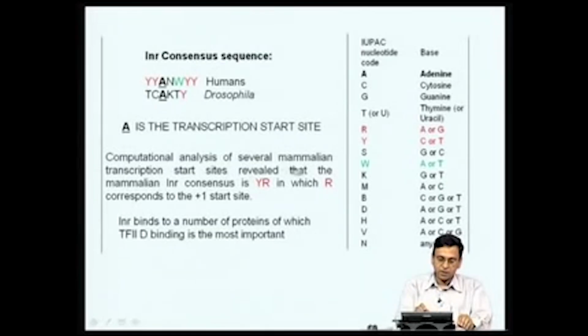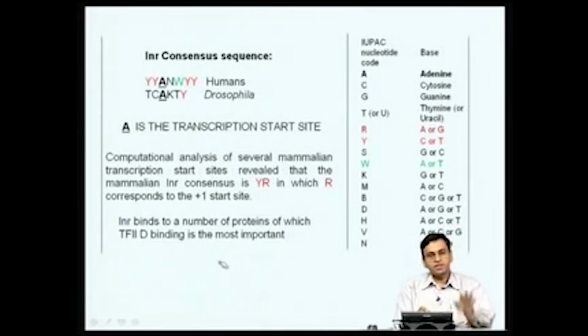Computation and analysis of several mammalian transcription start sites revealed that the mammalian initiator consensus is YR, in which R corresponds to the first nucleotide, or the +1, of the transcription start site. Again, R means it is a purine, it can be either A or G. The initiator binds to a number of proteins, of which TFIID binding is the most important.